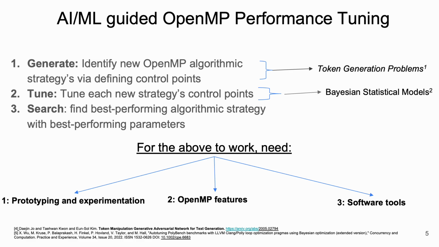Automating this discovery and generation of such new schedules is essentially a token generation problem. Token generation plays a crucial role for generative adversarial networks, or GANs. GANs are behind a large amount of recent research in generative AI and actually very relevant to ChatGPT.